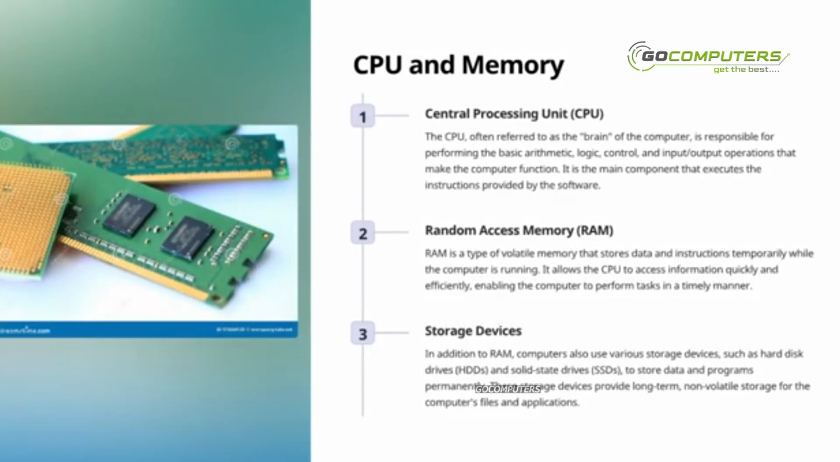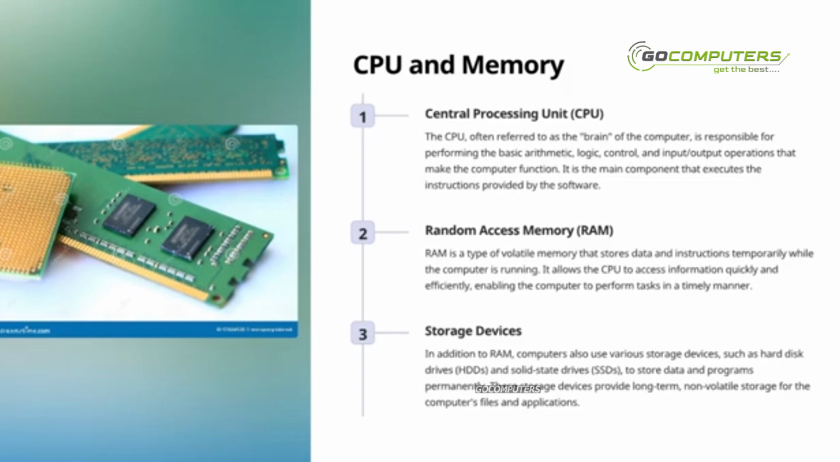CPU and memory. Central Processing Unit, CPU. The CPU, often referred to as the brain of the computer, is responsible for performing the basic arithmetic, logic, control, and input-output operations that make the computer function. It is the main component that executes the instructions provided by the software.